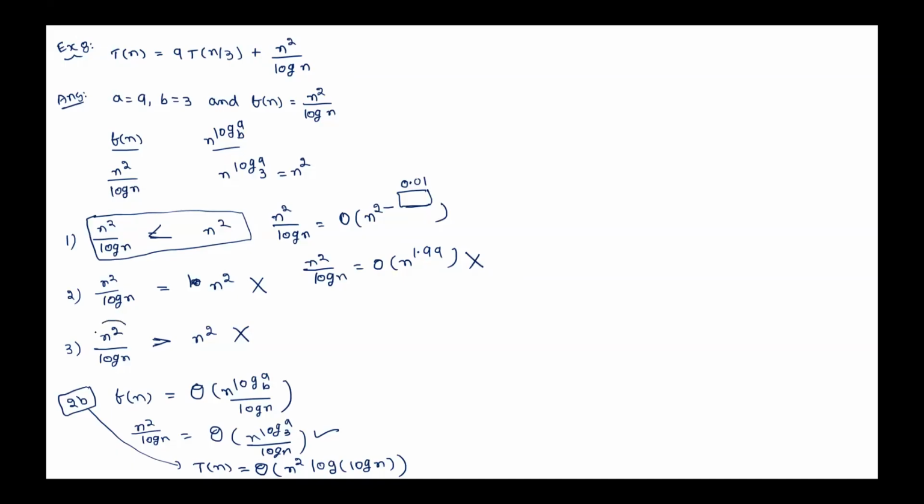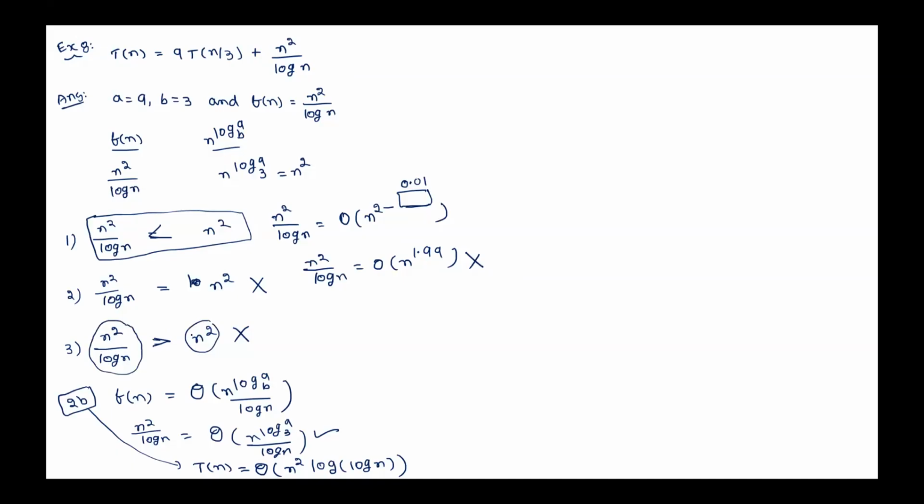Because this is one value, no? n square by log n is some function, n square is another function. Is n square by log n more than n square? It is definitely not more, no? We are dividing something by some value, so is it more than its numerator? In that case, the first condition should satisfy.